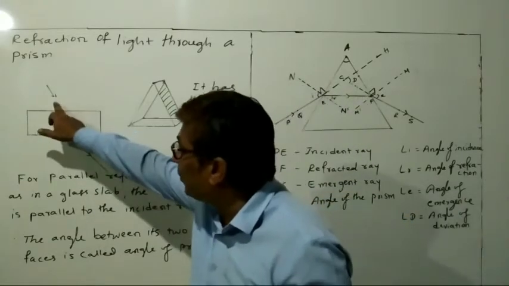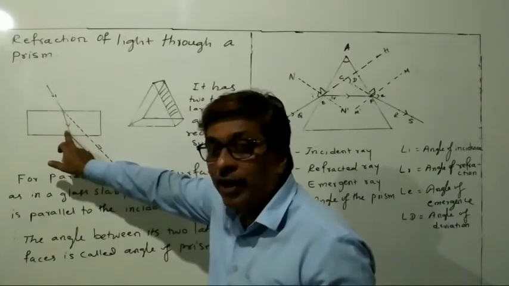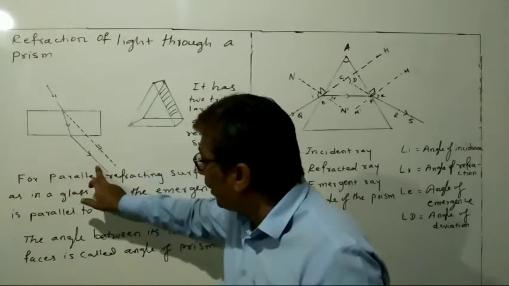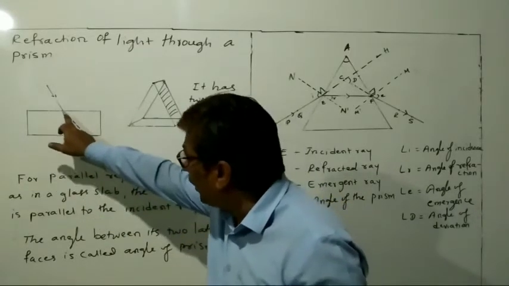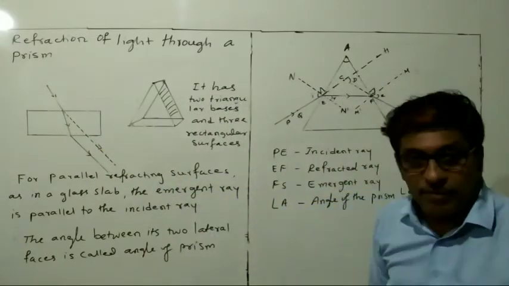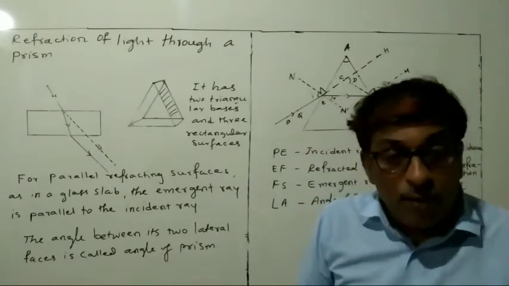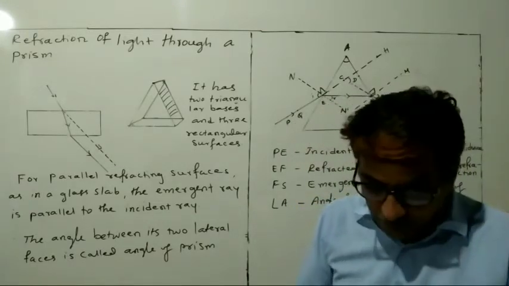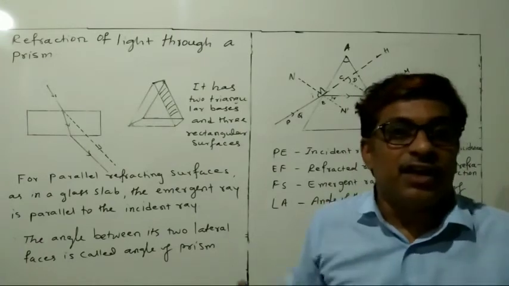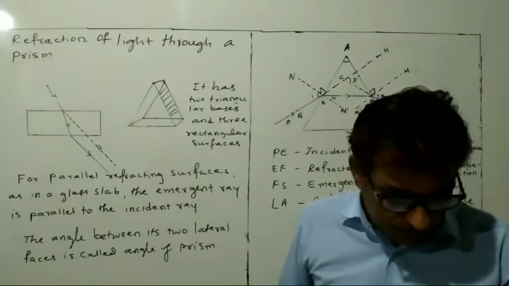So this one is the incident ray. Okay, and this one is now refracted, and this one is the emergent ray. And if you extend this, it will be parallel to the incident ray. Okay. However, it is slightly displaced laterally, moved in a lateral manner.